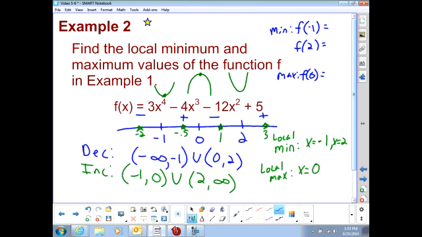Now, your maximum and minimum are y values in the original function. Because they're y values in the original function, we need to plug back into the function f. When we plug -1 in, we'll just get back 0. When we plug 2 in, we'll get back -27. And when we plug 0 in, we'll get back 5.